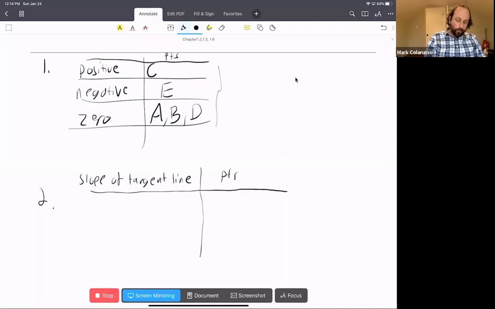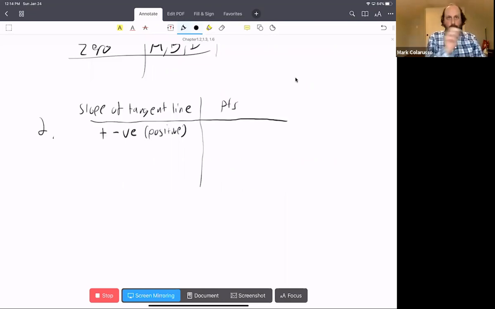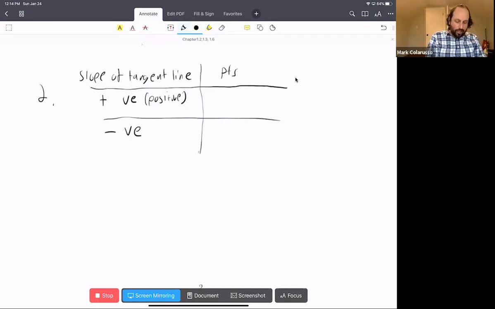Points, and we'll do, so you might find this weird, but my shorthand for positive is plus iv, so it's positive. So you don't have to write this long word positive, I just do plus iv. Negative is minus iv. So positive, negative, and 0.